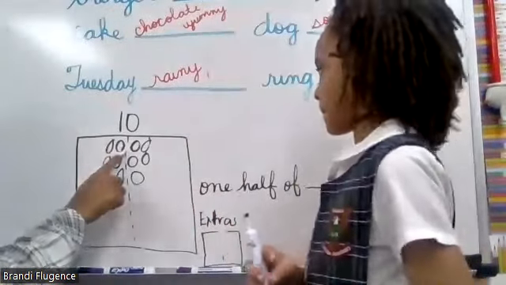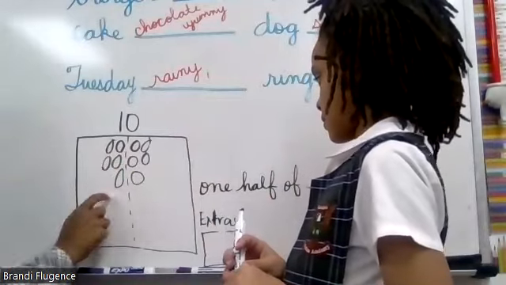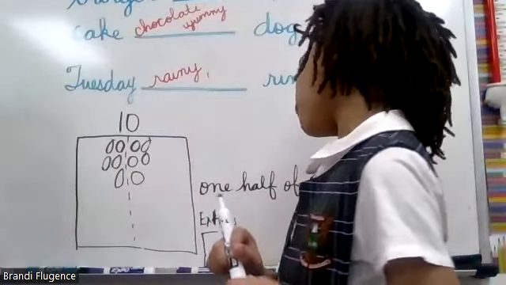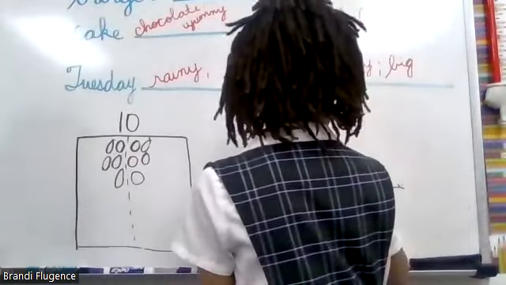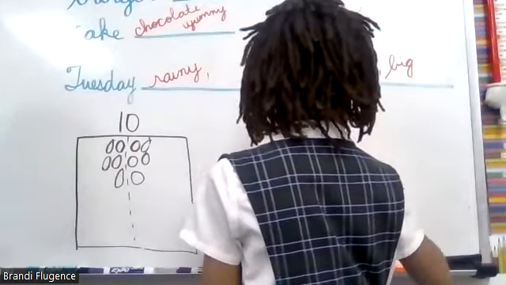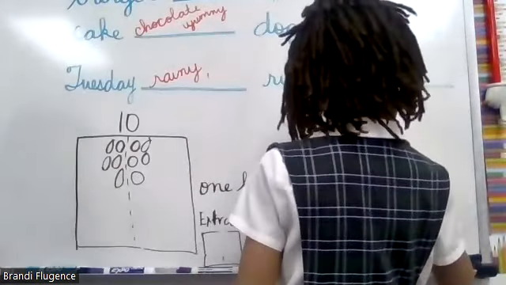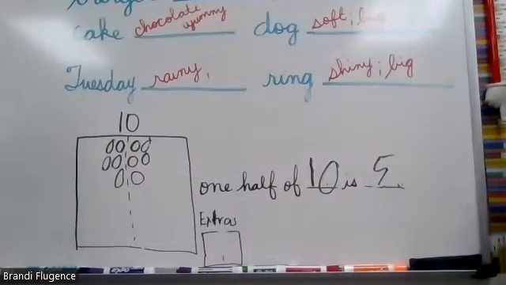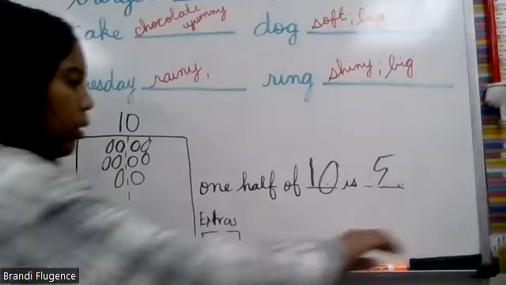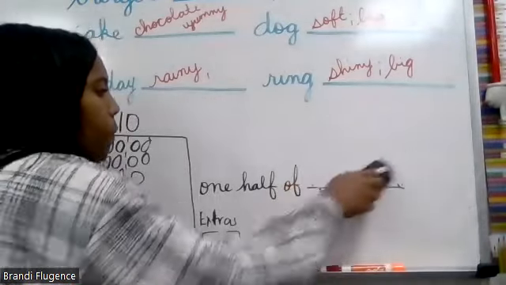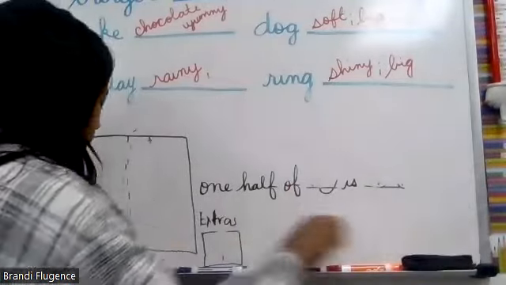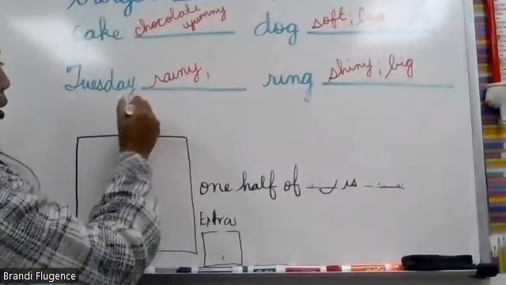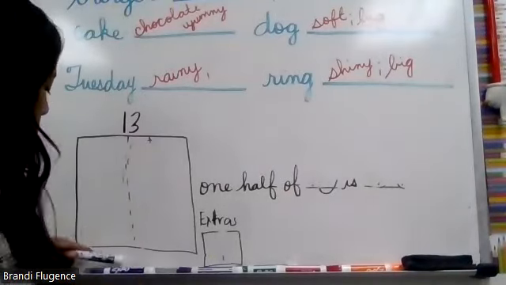Okay, so we have 1, 2, 3, 4, 5, 6, 7, 8, 9, 10. How many do we have on each side? 5. So 1/2 of 10 is 5. We have no extras. It was evenly split. Okay, let's do one more. Okay, let's do 13. Okay, Faith.